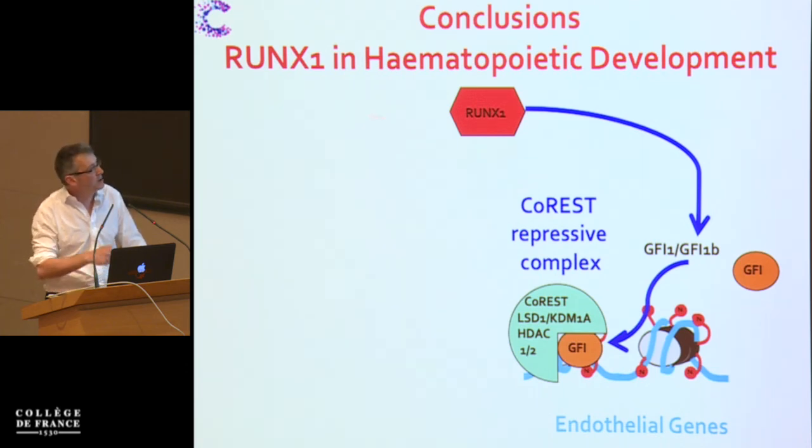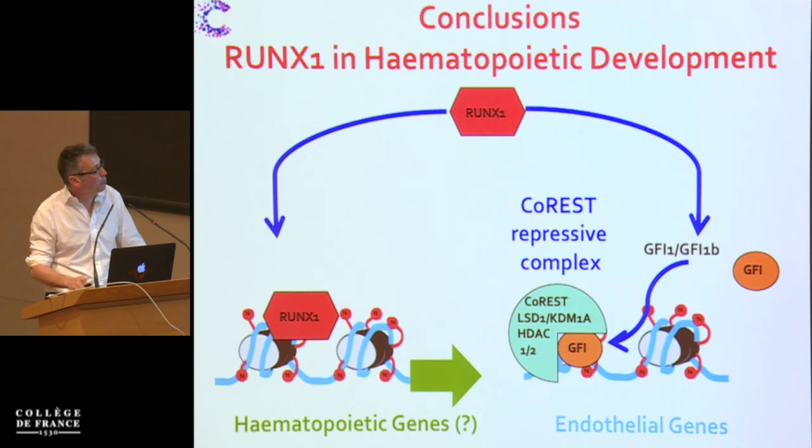But we know that if we express GFI1 and GFI1b, this is not enough to get hematopoietic commitment. So what we have to include in this model is that RUNX1 on its own is also inducing the hematopoietic program. So really, during this transition, you need to downregulate an endothelial program and activate a hematopoietic program. And we don't really know what the most critical genes in this transition are, and we're working on this.